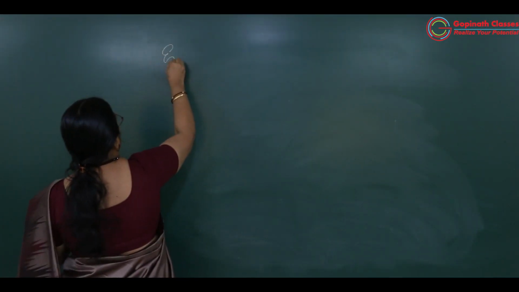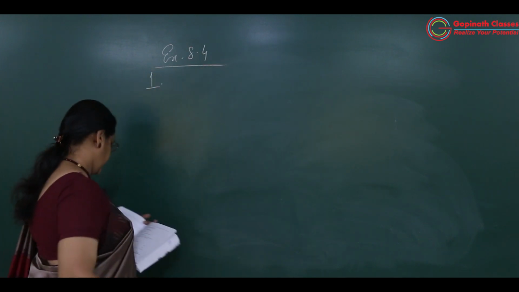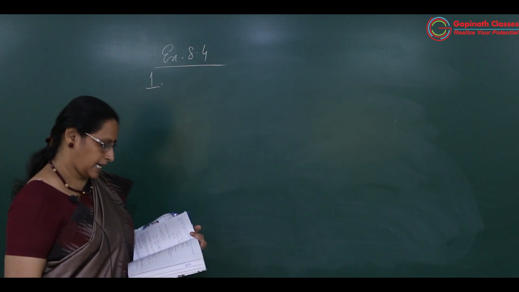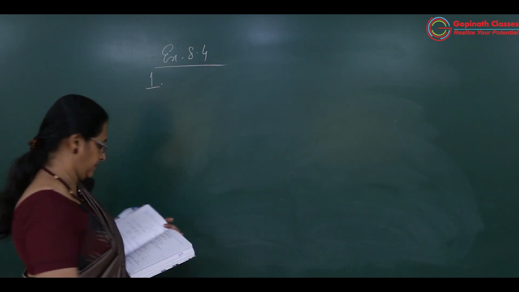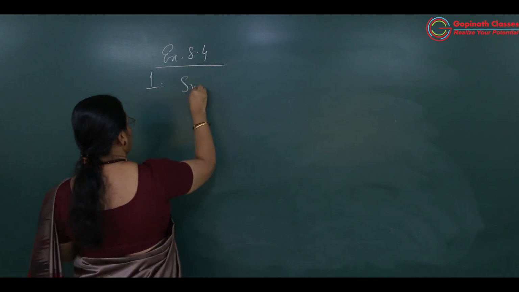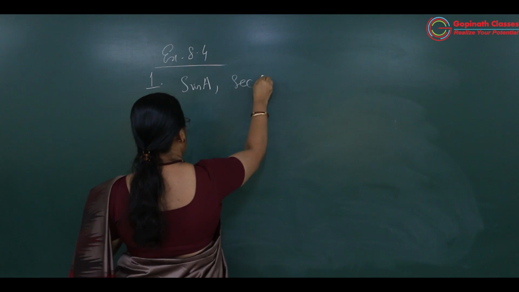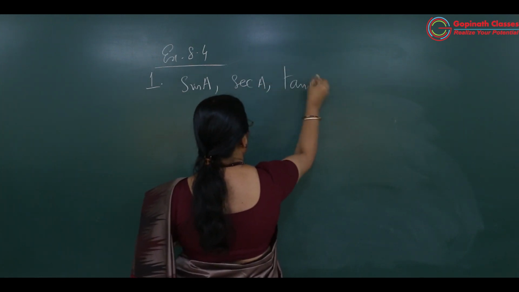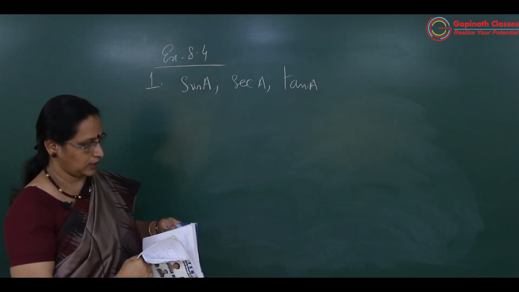Exercise 8.4. Look at the first question. Express the trigonometric ratios sin A, sec A and tan A in terms of cot A.